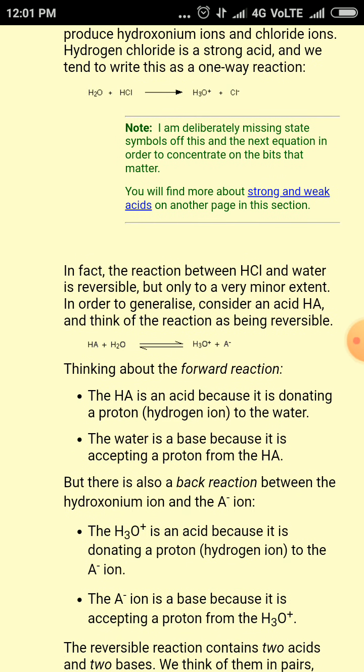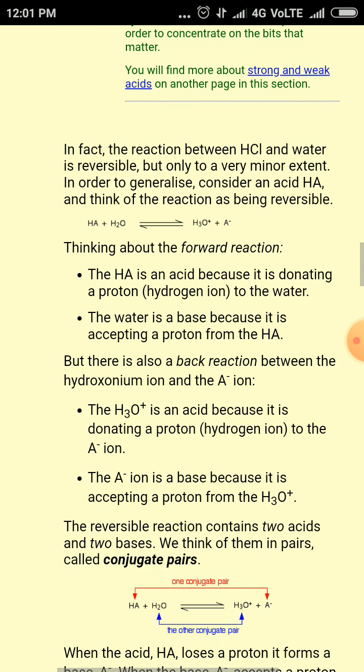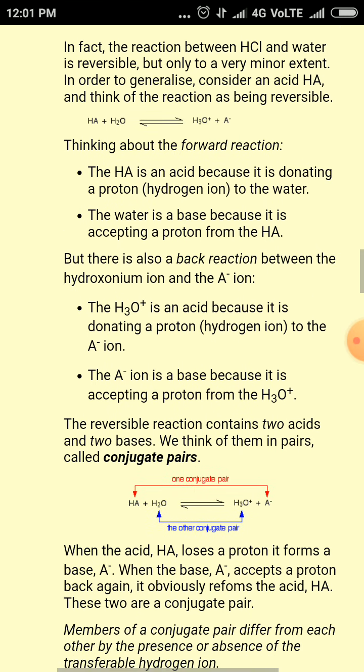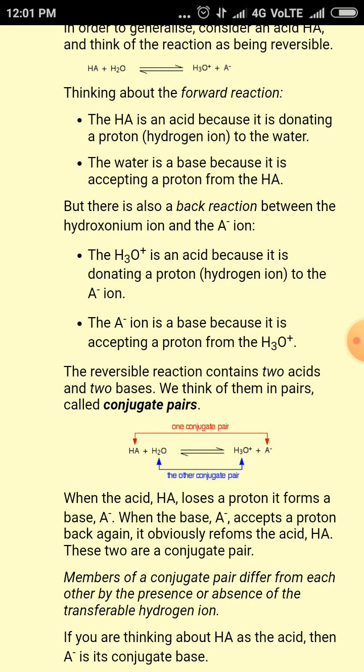Thinking about the forward reaction, HA is an acid because it is donating a proton to the water, and the water is a base because it is accepting a proton from HA. But there is also a back reaction between the hydroxonium ion and the A minus ion. The hydroxonium ion is an acid because it is donating a proton, and the A minus ion is a base because it is accepting a proton from the hydroxonium ion. So this reversible reaction contains two acids and two bases.